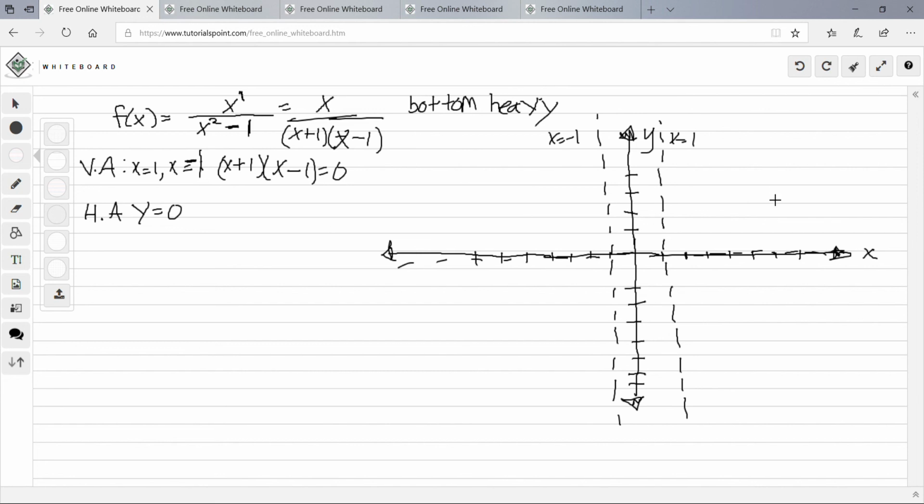So the first point I'm going to do is 2, because 1 is our VA, so f of 2. If you put 2 in the function, you should get 2/3, which is about 0.6. So that point is going to be (2, 0.6). Here's 2, and 0.6 is about here.